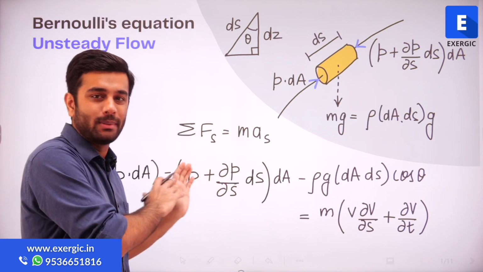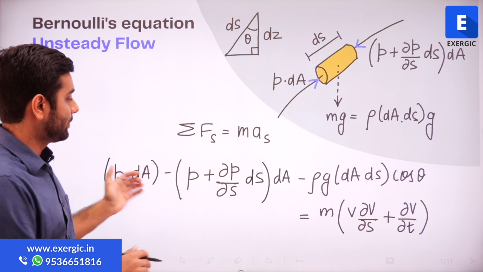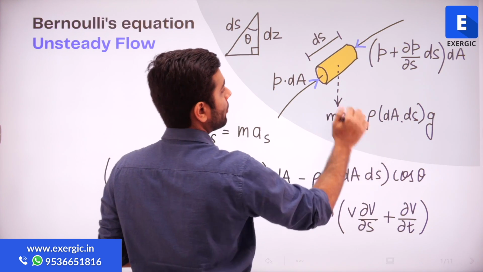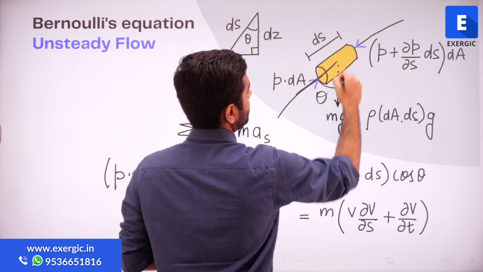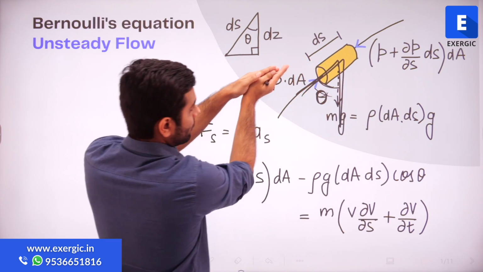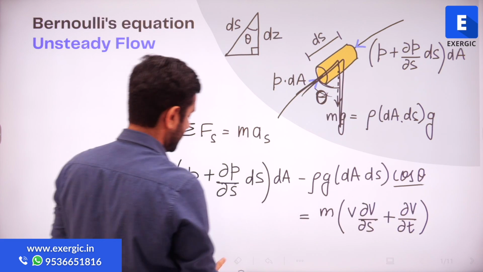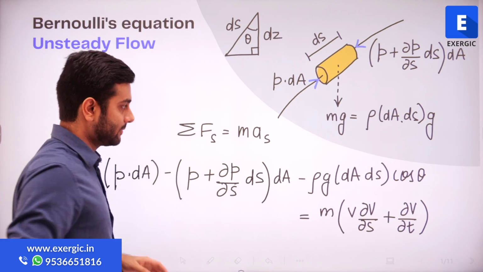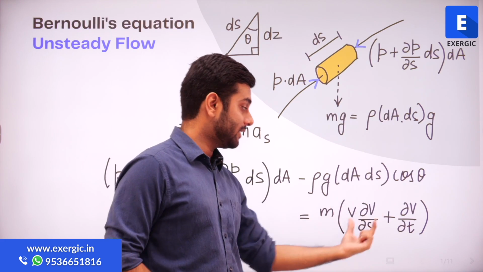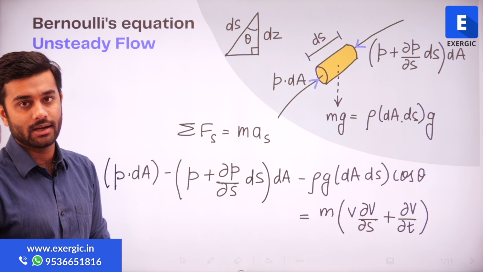I have already explained this complete expression. The difference of pressure forces, one from here, the other from here. This angle is theta, so the weight is going to have a cos component in that direction. This is why cos is coming. All of this I have already discussed. The total acceleration we have written here, the convective as well as the local one.